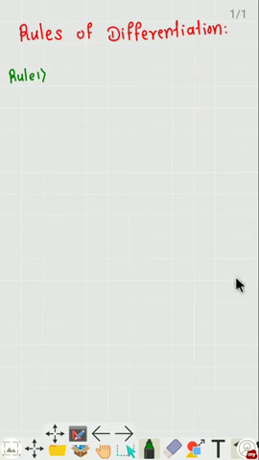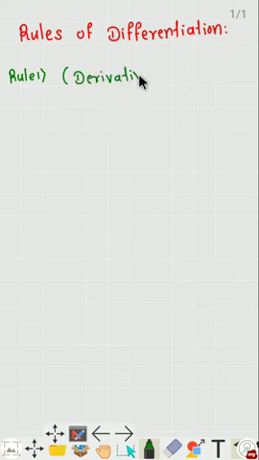Now in this lecture we study some rules of differentiation, and by using these rules of differentiation we try to find the derivatives of complicated functions. Okay, so let us take first rule of differentiation, and that rule is called as the derivative of scalar multiplication.